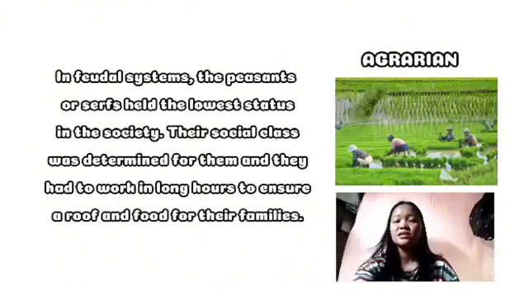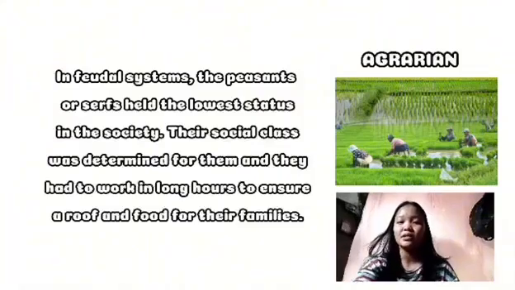Under the agrarian society, there is a political system that emerged in several places around the world during the medieval period. This political system is called feudalism. In feudal systems, the peasants or serfs held the lowest status in society. Their social class was determined for them and they had to work long hours to ensure a roof and food for their families.